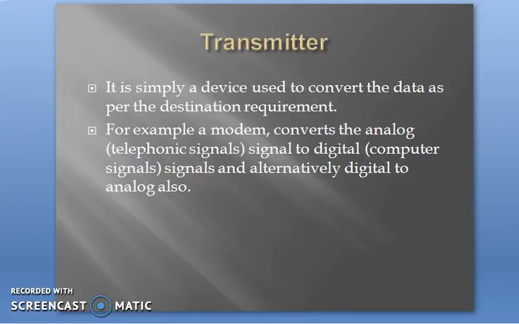And the next is called the transmitter. What is a transmitter? A transmitter is a device which is used to convert the data as per the destination requirement. It will receive the data and transmit it as per the receiver. For example, if we consider a modem, the purpose of a modem is to convert the analog signal to the digital signal, that is the telephonic signal to the computer signals, and alternatively from digital to analog also is done with the help of a modem. So the modem is an example of a transmitter which converts signals according to the requirement.